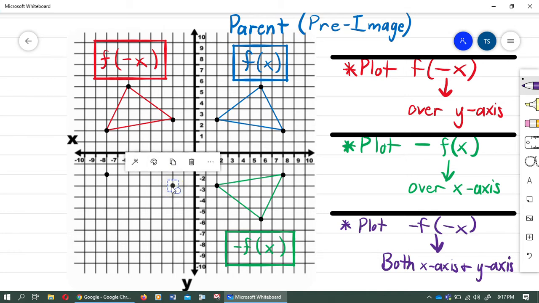So this would be the new point, the new image for that pre-image there, after it gets reflected over both the x-axis and then over the y-axis. All right. This point that I have selected right now is still going to be the image of this point. Okay, it's going to be the image after you do both reflections. Okay, all right, and then we've got this last point to go here.